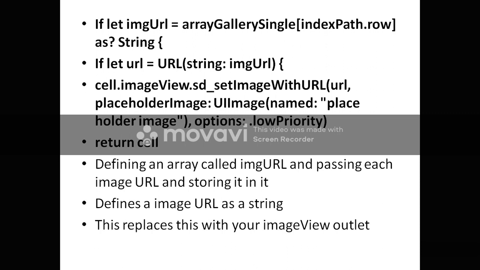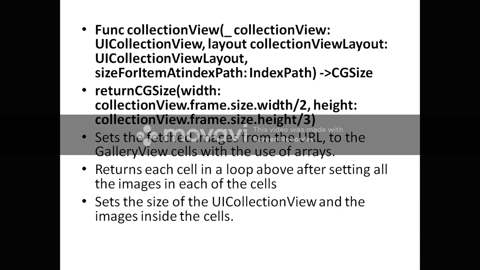Defines an image URL as a string. This replaces this with your image outline. The above code sets the fetched images from the URL to the gallery view cells with the use of arrays. Returns each cell in a loop above after setting all the images in each of the cells. This sets the size of the UI collection view and the images inside the cells.